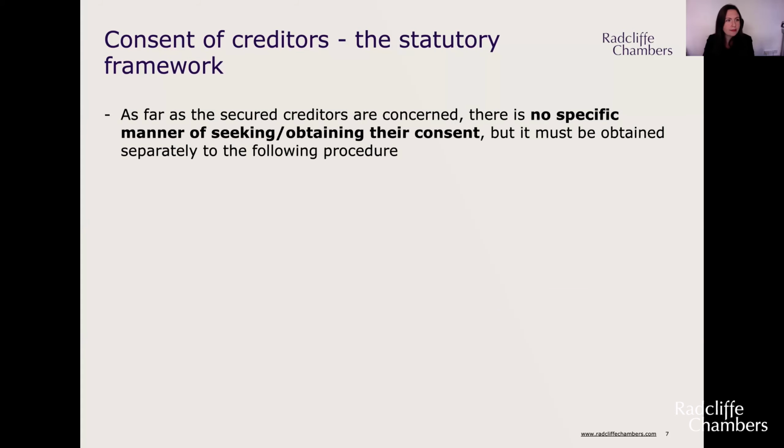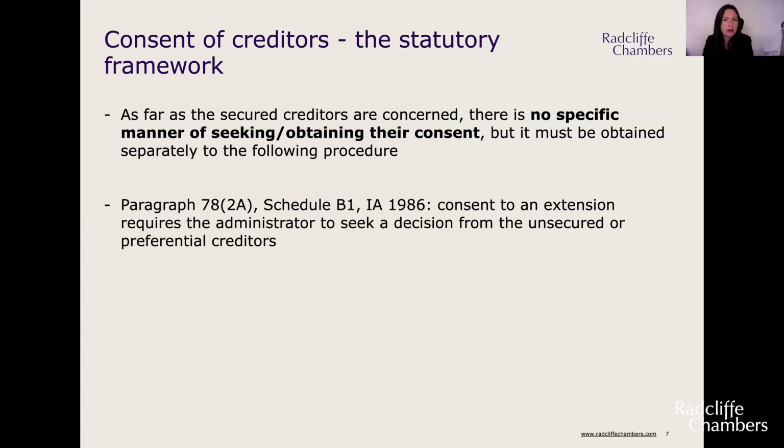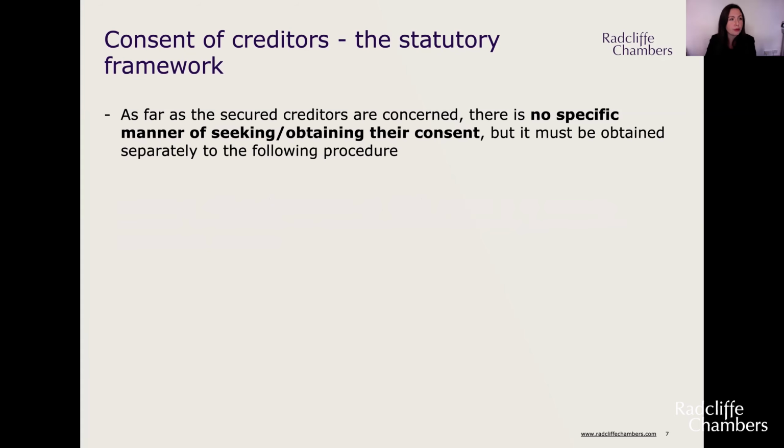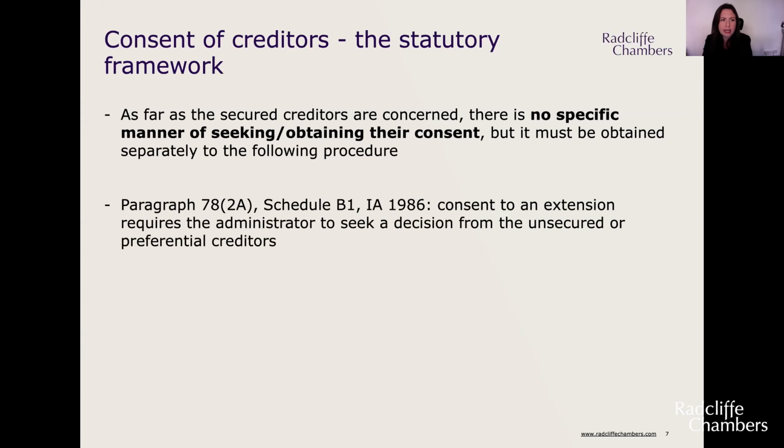Typically, as in insolvency matters, you don't have a specific form for obtaining consent. There's no particular document, for instance, that needs to be signed, but it has to be obtained separately to the procedure I'm going to outline, which is the deemed consent procedure. So essentially, you can just write to the secured creditor and ask them to confirm, and they will typically provide confirmation. It tends to be in their interests for the administration to be extended, and so that's usually a relatively straightforward process.